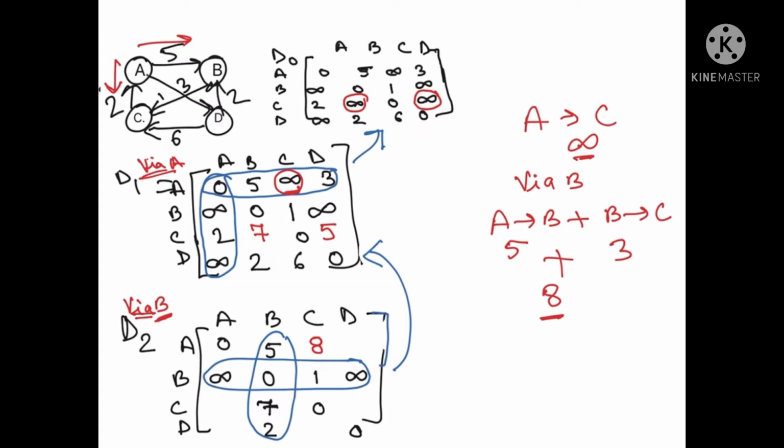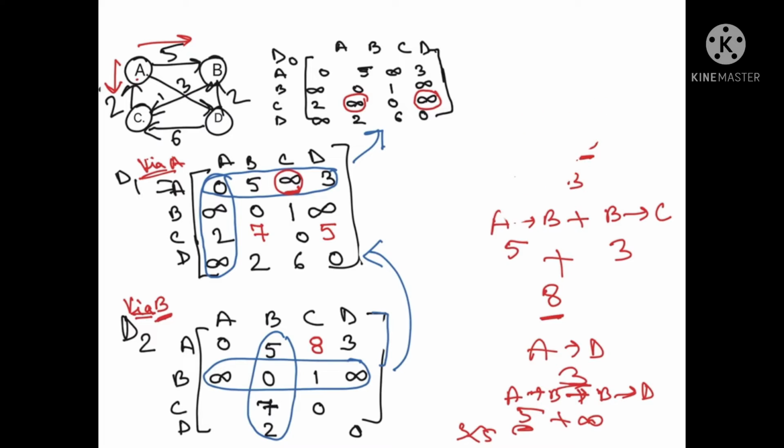Alright? So how will you go from A to D? A to D is a direct path, which is 3. The other way is A to B and B to D. So A to B will be how much? 5. And B to D is infinity. So obviously 3 is less, so you will use the same thing, that is 3. Okay. Now I will remove this.